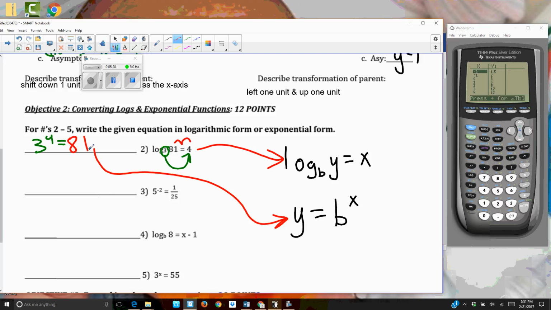And this one should be easy to verify in the calculator. If you type in 3 raised to the 4th, it gives you 81. So some of these you can easily verify in the calculator, see if they're correct. So that's your answer for number 2.